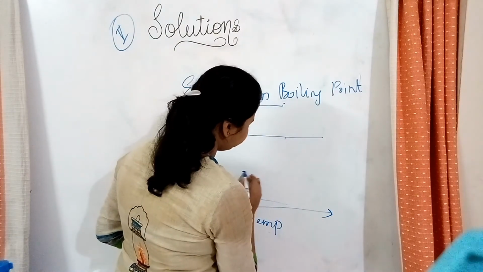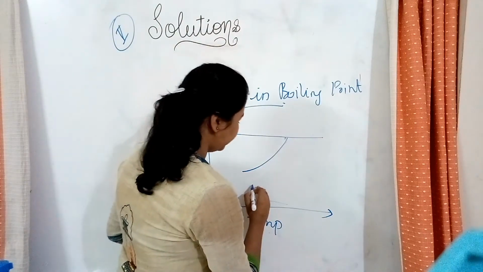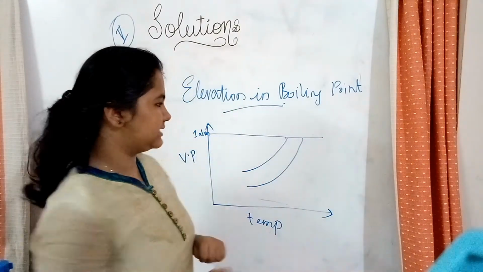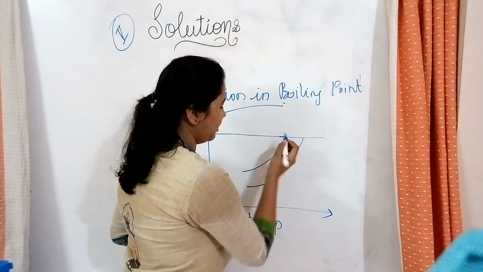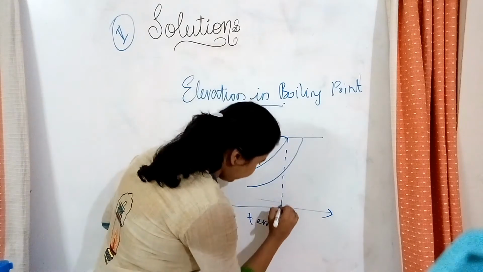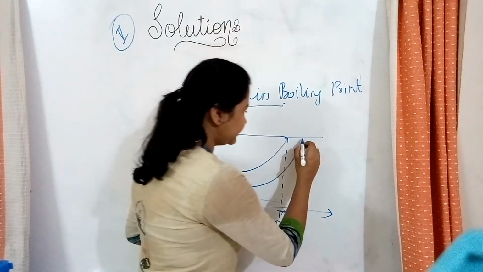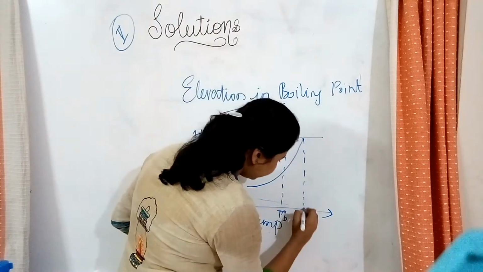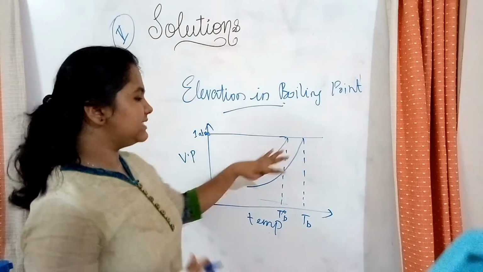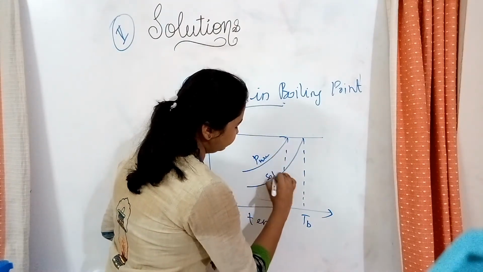Okay? And when it came to the solution, this is the temperature. Let's see. And we'll mark this as T0B and this as TB. Okay? And this is for the pure one, and this is for the solution.